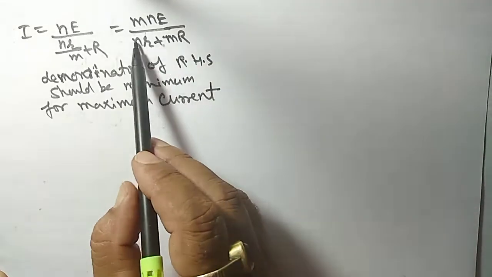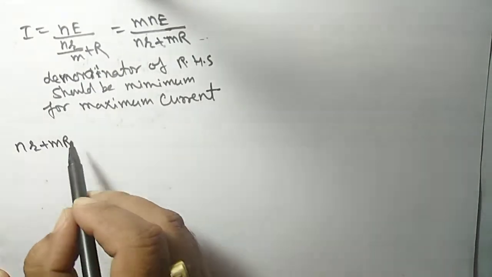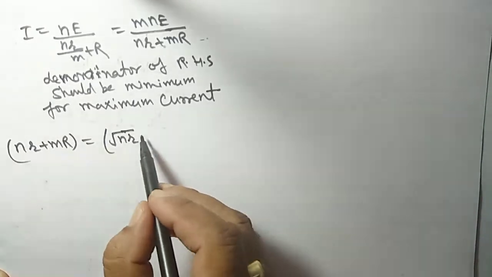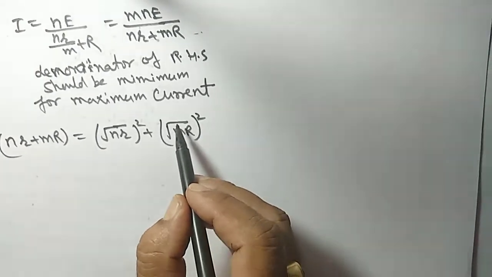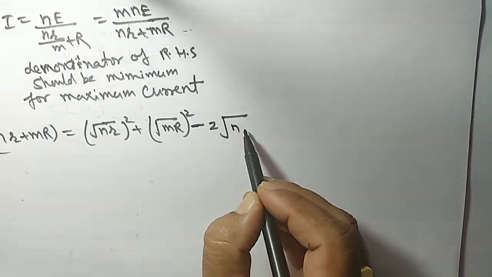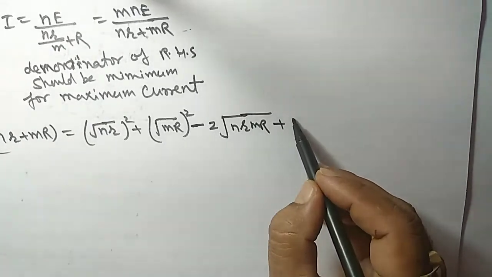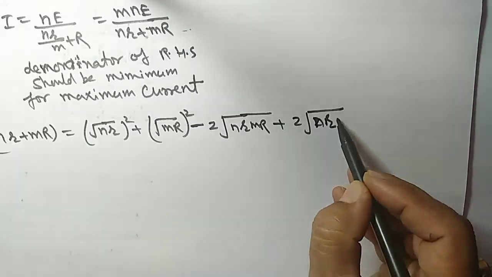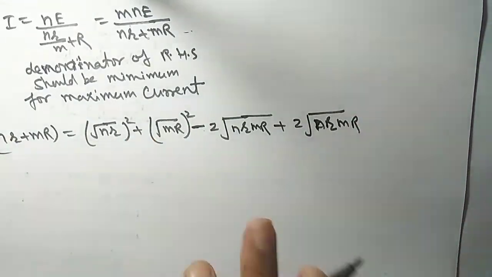So we can write the denominator like this also. Just see carefully. nr plus mR is equal to under root nr whole square plus under root mR whole square minus 2 under root nr mR plus 2 under root nr mR. Same, so plus minus will be cancelled. So it is equal to this one.